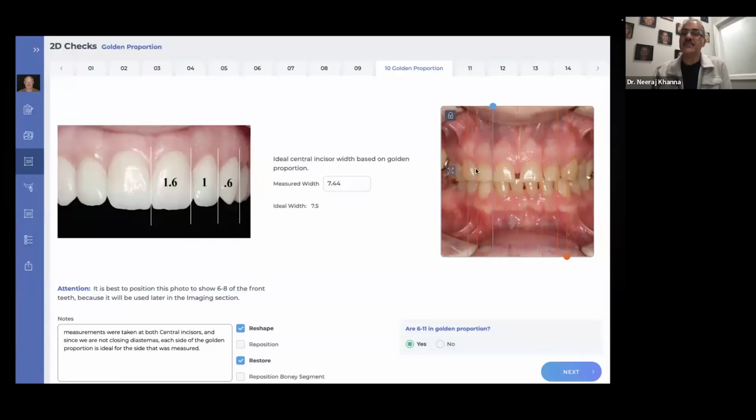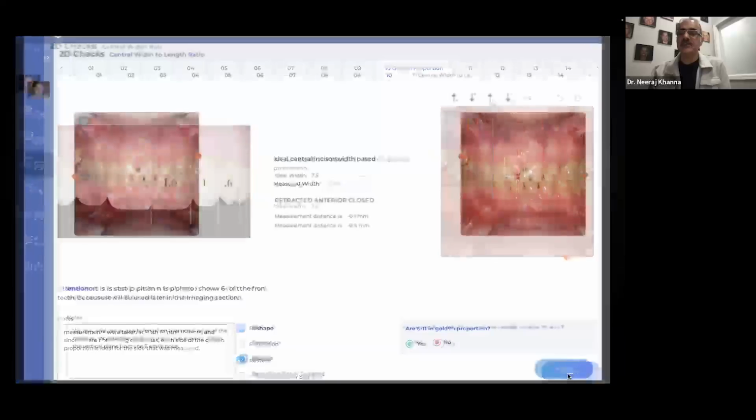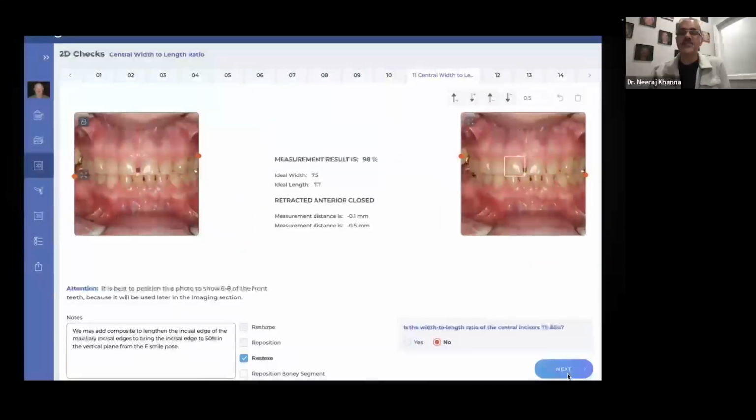And so based on that, I basically measured the right central because I thought that was ideally more normal compared to the other side. And that came out to 7.44. Based on his current golden proportion width, I felt that it was an acceptable width. And so we weren't going to change that at all. And then that allows me to predictably design the proper length. And that also allows me to determine how much length is acceptable.